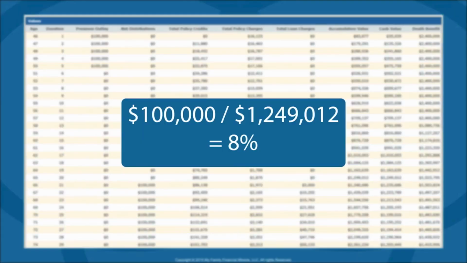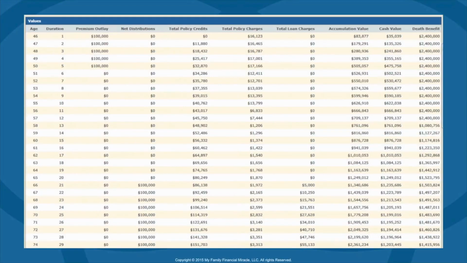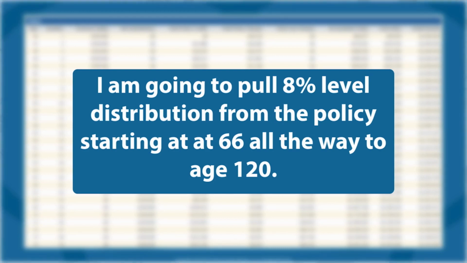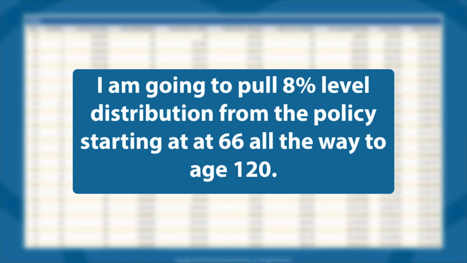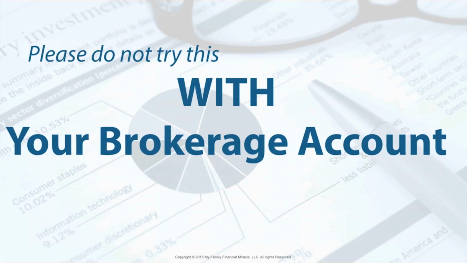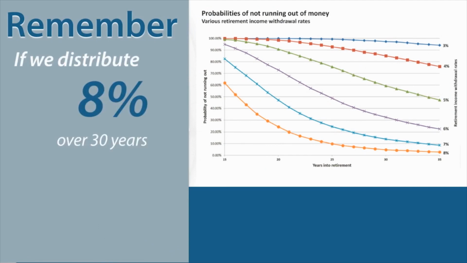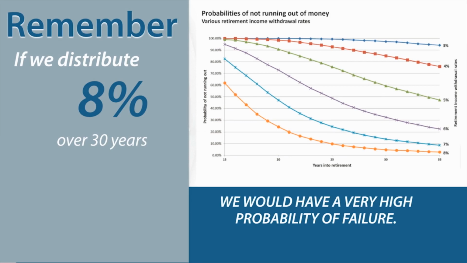$100,000 divided by 1.249 equals 8%. I'm going to pull an 8% level distribution out of the life insurance policy starting at age 66 and going all the way to age 120. That's 55 years, not 30, if anyone's still counting. Please don't try this with your brokerage account. Remember that I just explained to you that if you distribute an 8% payout over a 30-year period of time, we would have a very high probability of failure.